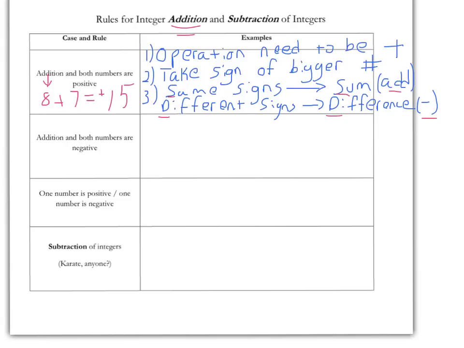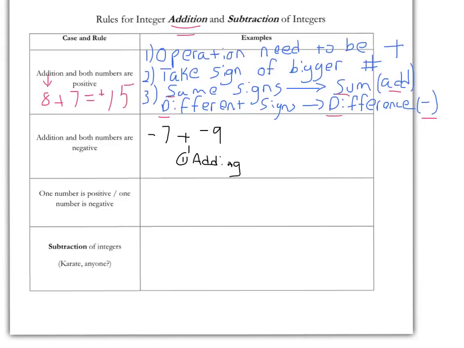Okay, let's go on to this next one. If I give you the problem, let's do -7 plus -9. Now let's go through the steps. Step 1, the operation needs to be addition. If we look at this, it is addition. So just make a note that, yep, we're adding.